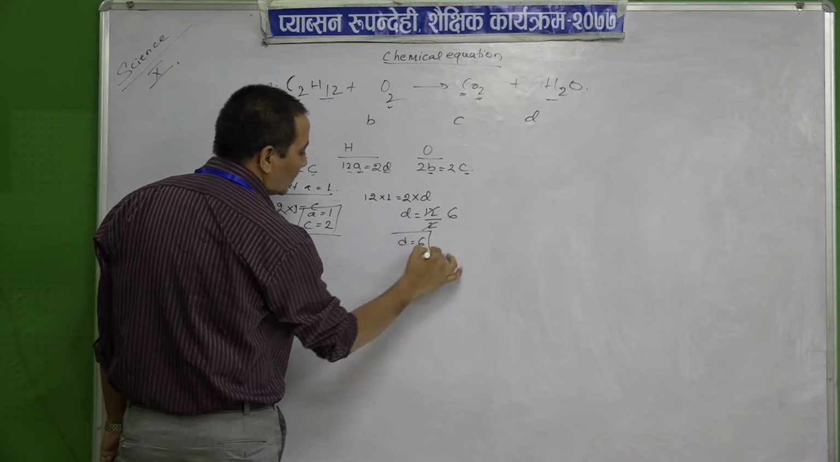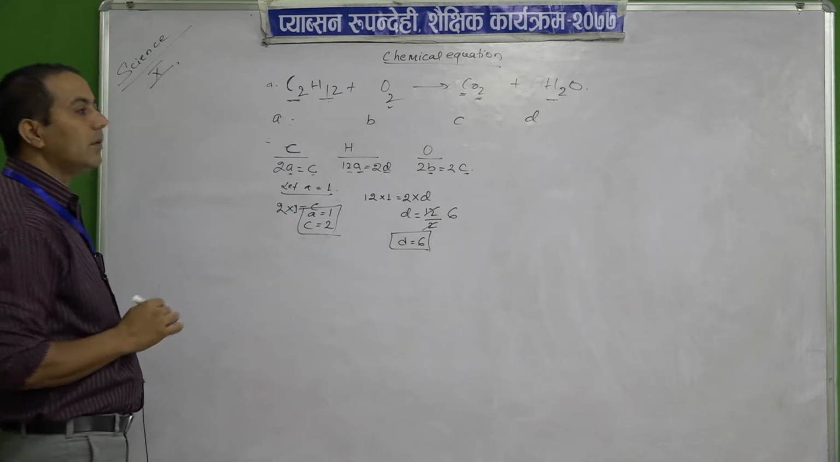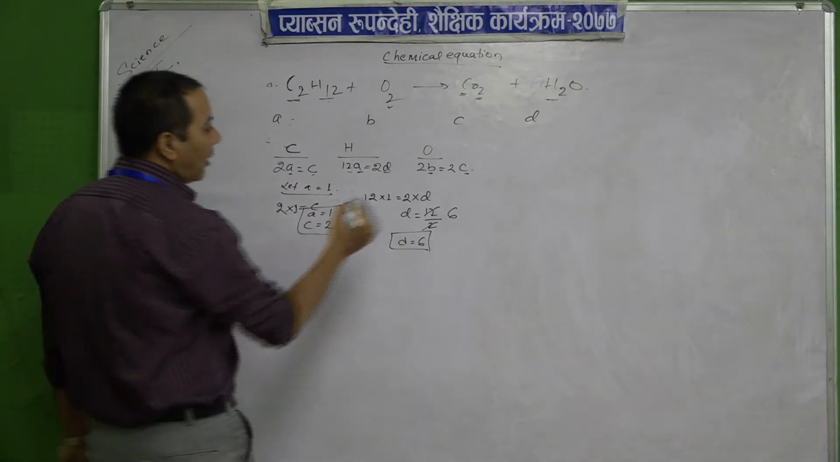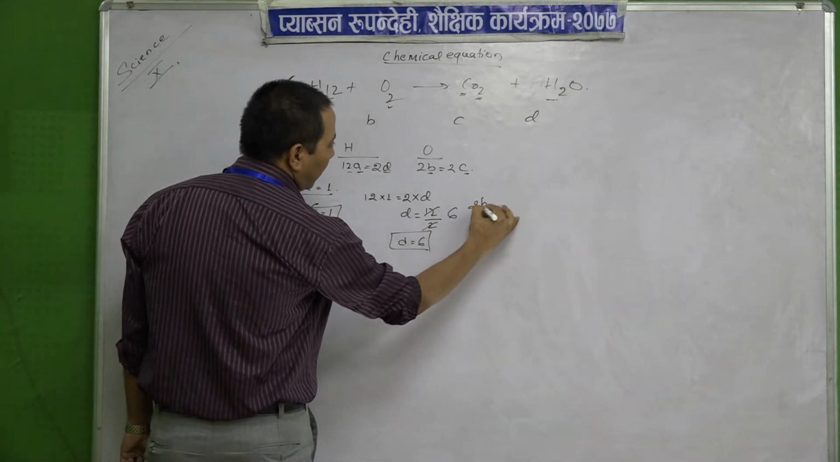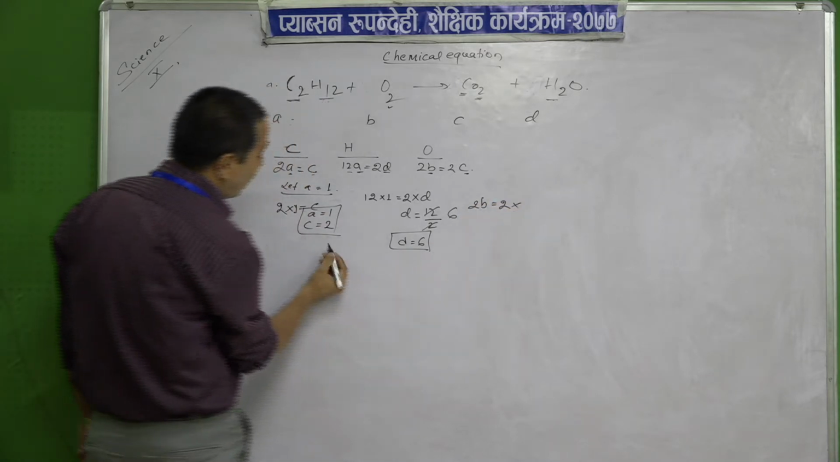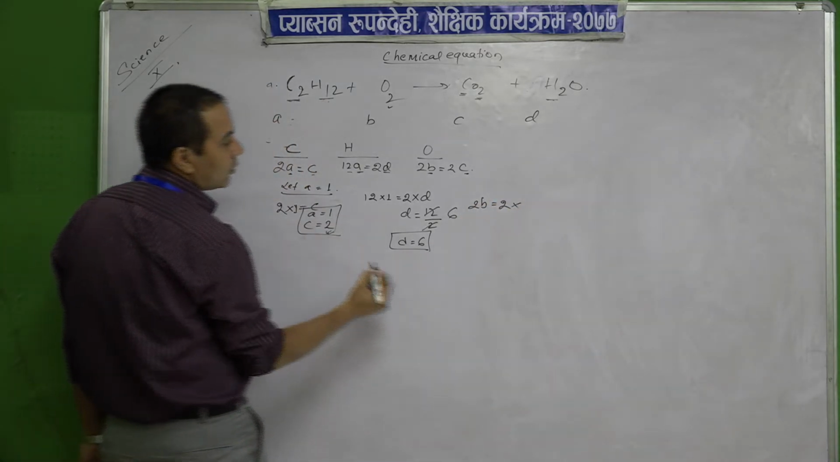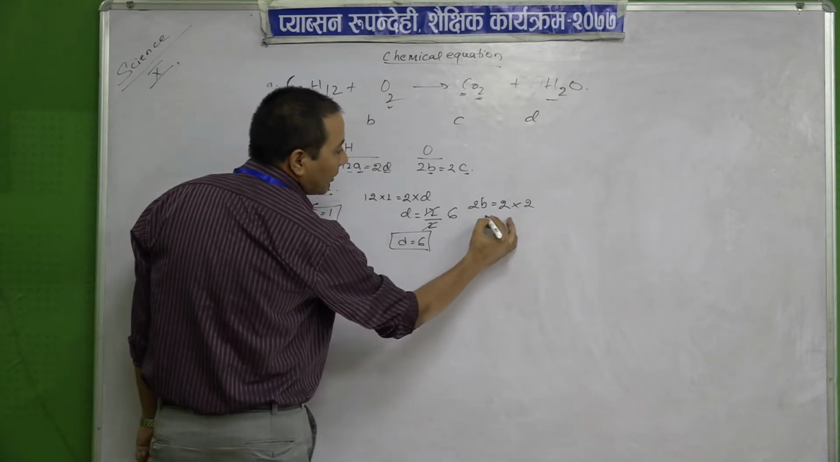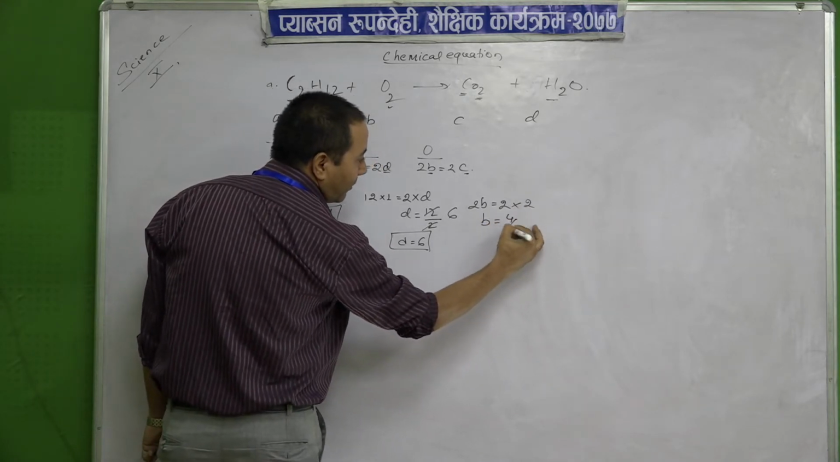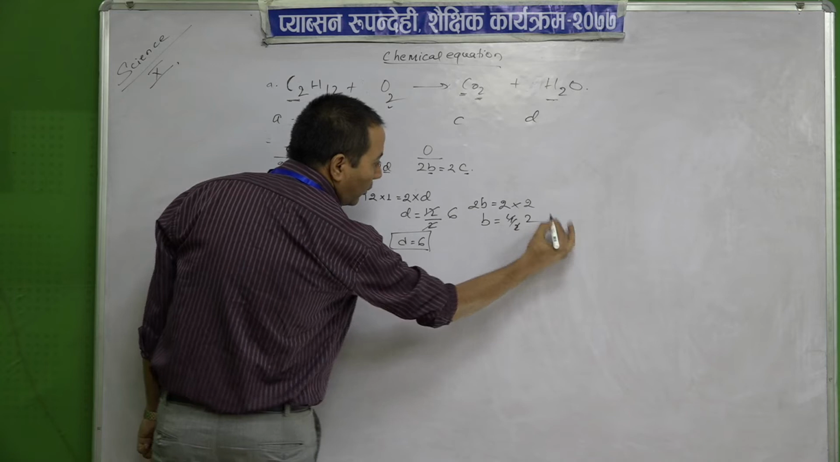Now what value is remaining? The value of B. So 2B equals 2C, 2 into C. What is the value of C? Here it is 2, that means 4. B equals 4 upon 2, which equals 2.